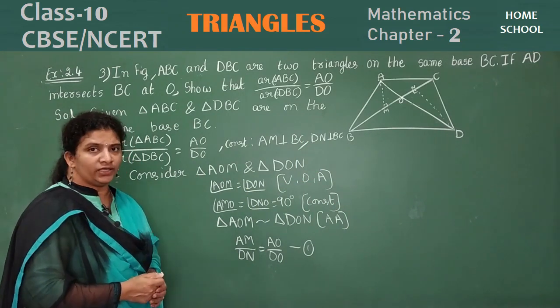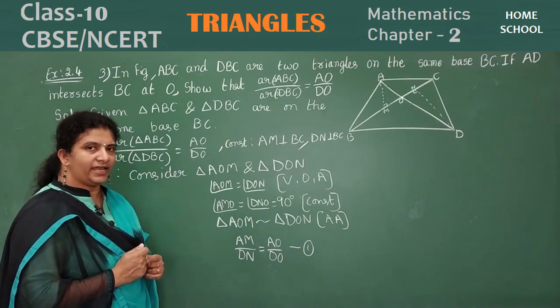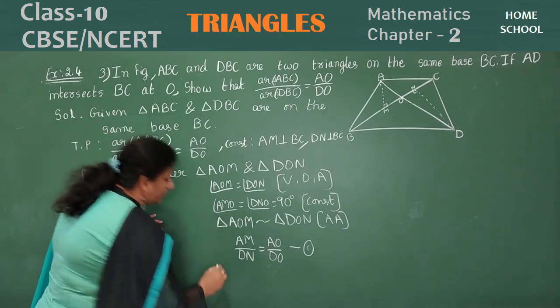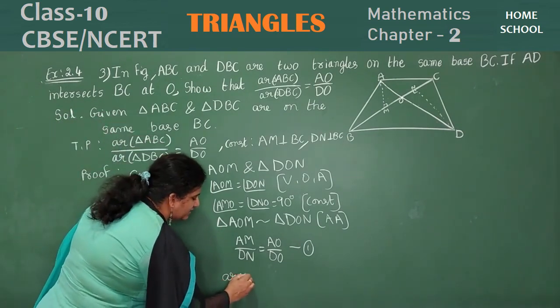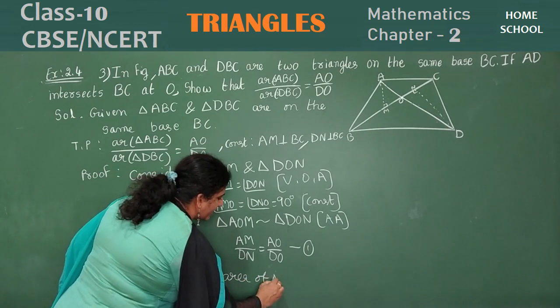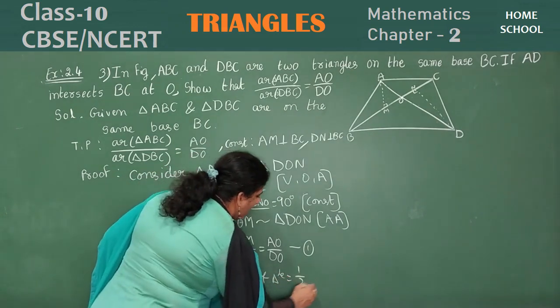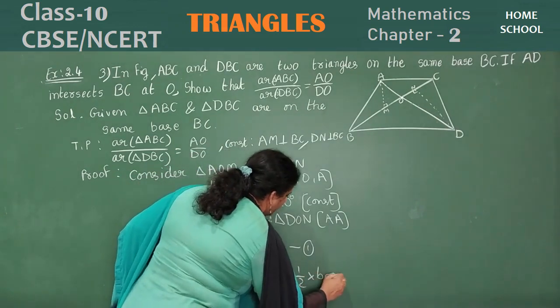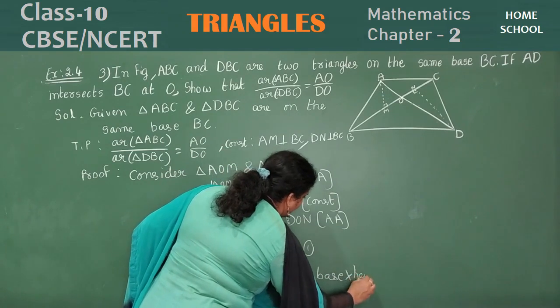So now what do I need to do? Areas I want. Area means immediately what do you remember? What is the area of a triangle, children? Area of a triangle is equal to half into base into height, right?